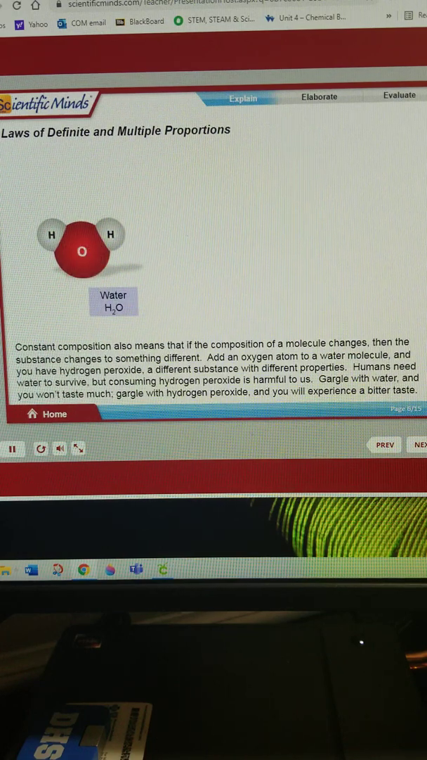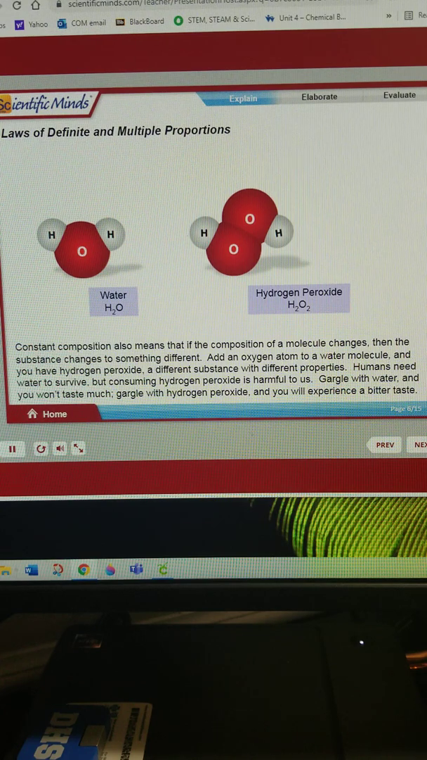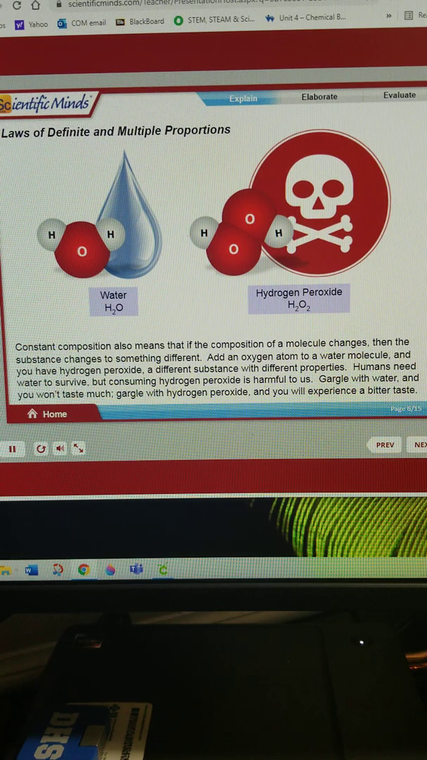Constant composition also means that if the composition of a molecule changes, then the substance changes to something different. Add an oxygen atom to a water molecule, and you have hydrogen peroxide, a different substance with different properties. Humans need water to survive, but consuming hydrogen peroxide is harmful to us. Gargle with water and you won't taste much. Gargle with hydrogen peroxide and you will experience a bitter taste.